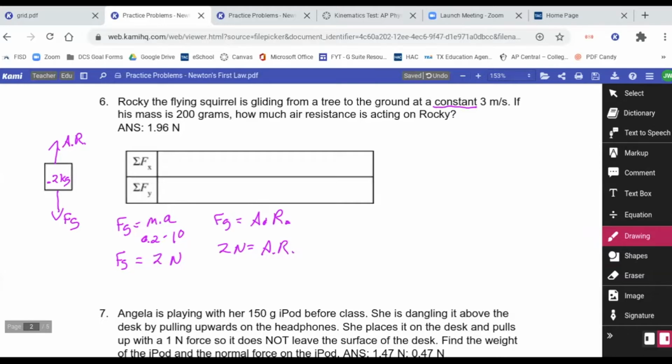Because we're all human. All right, so in the X direction, we've got nothing. In the Y direction, the sum of forces is equal to Fg minus air resistance. If we wanted to use numbers, that's 2 newtons minus 2 newtons, which is equal to nothing. The sum of forces is equal to 0 because we have balanced forces.